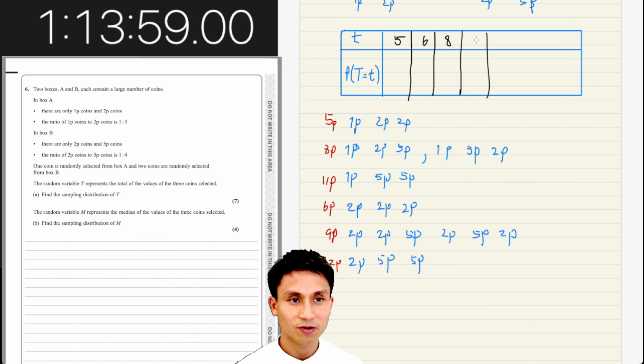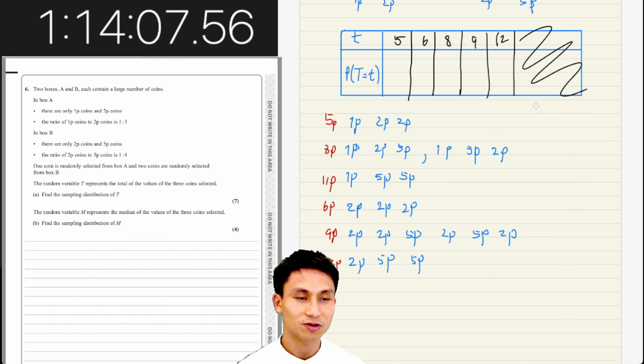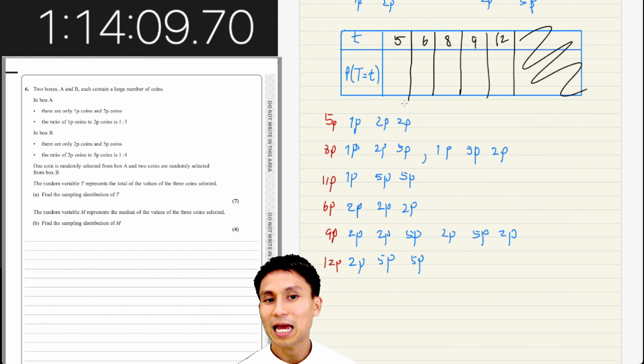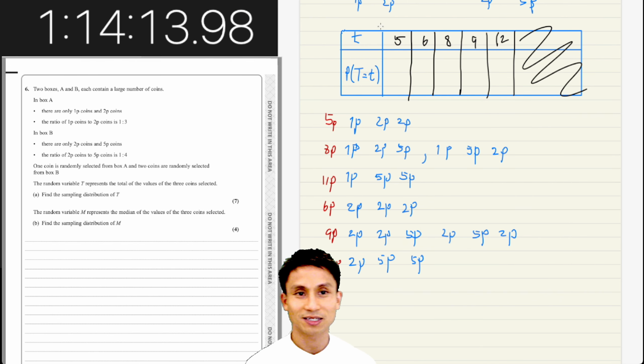Wait, 9 first. Sorry, you've got to order that. Yeah, 9 first. So 5, 6, 8, 9, 11, and 12. Yeah, we're a bit over there, but that's fine. Just cancel that out. Okay, and now the next step is to find the probability of each of the cases, right?